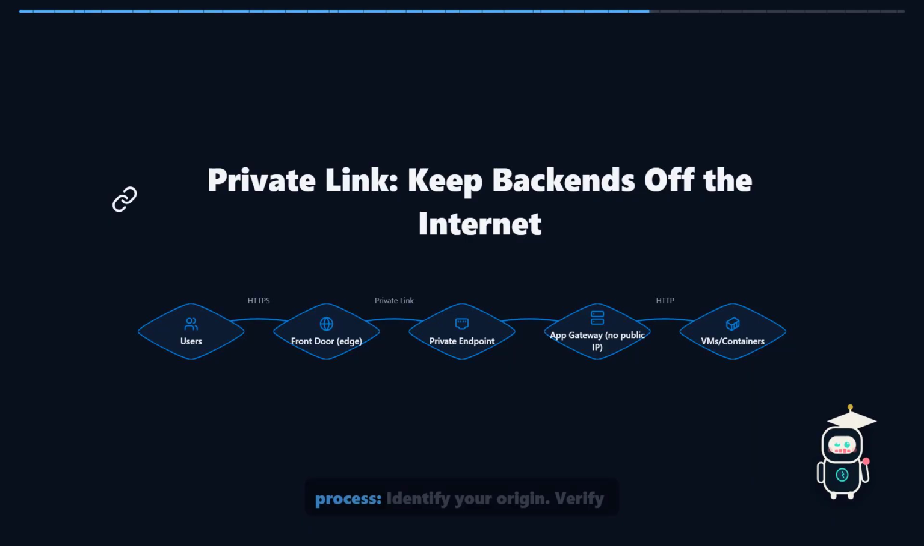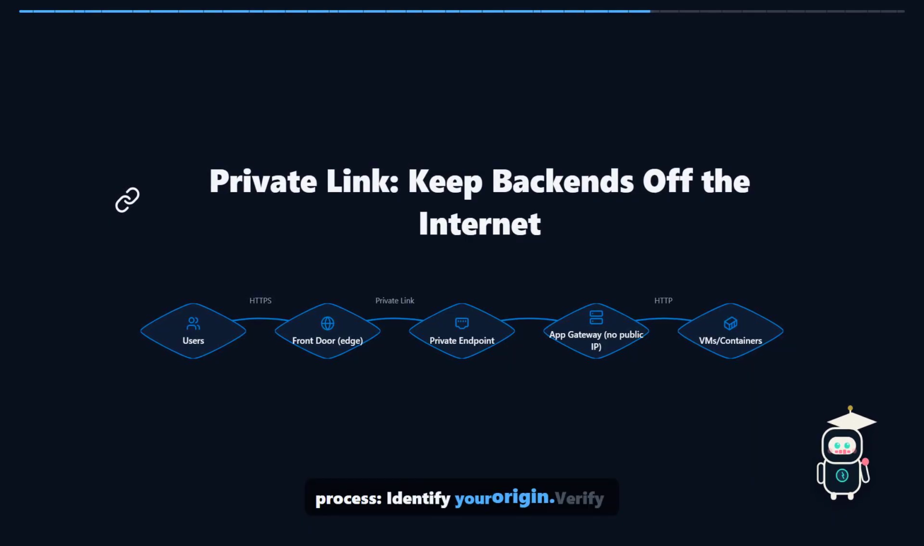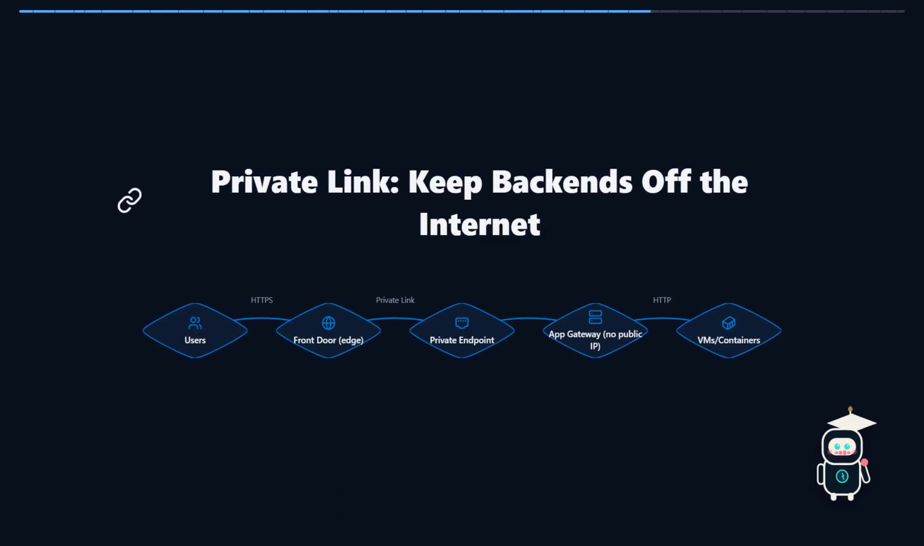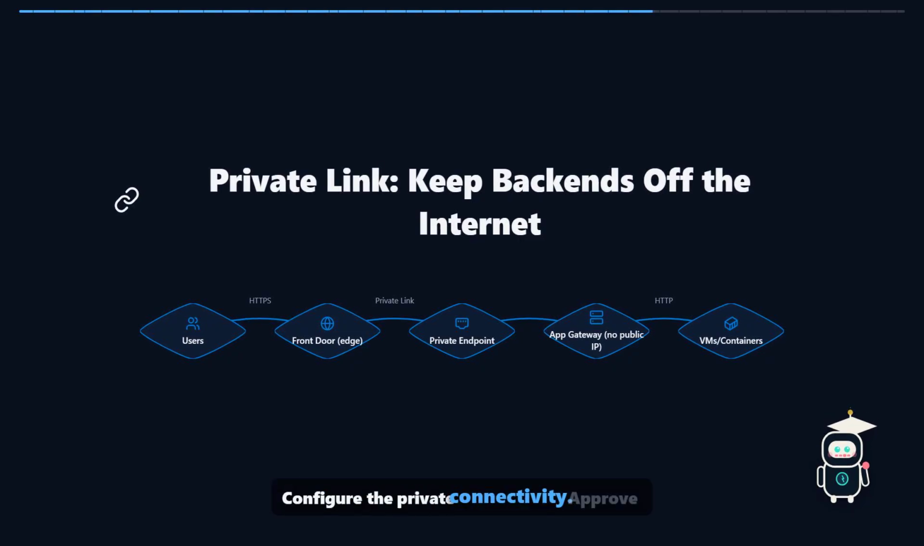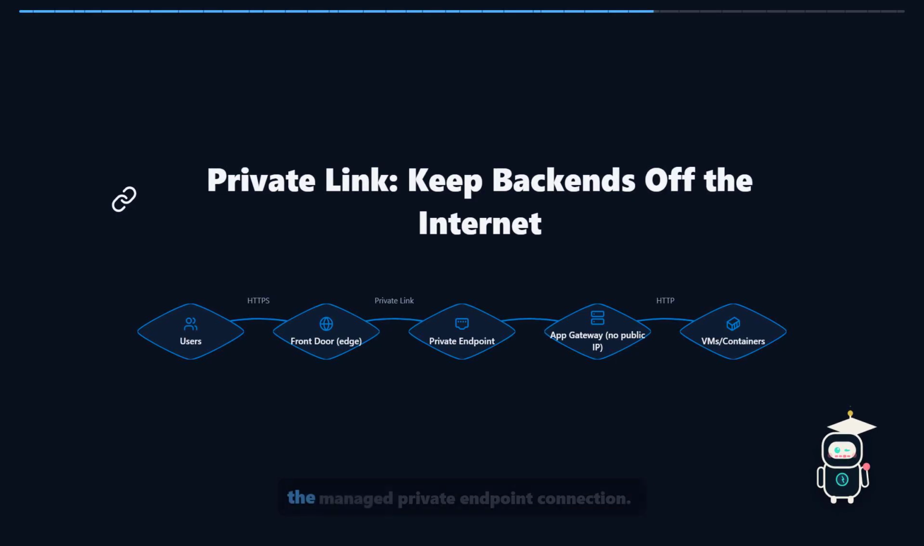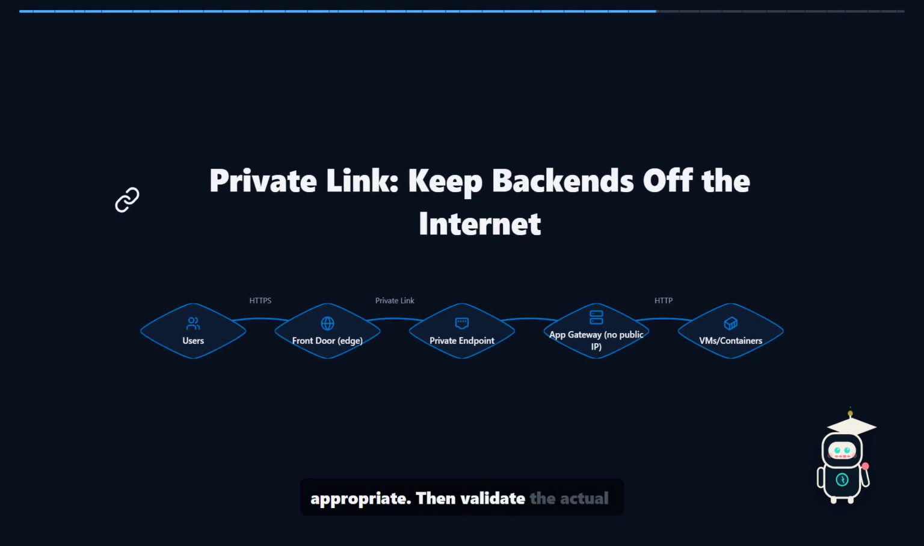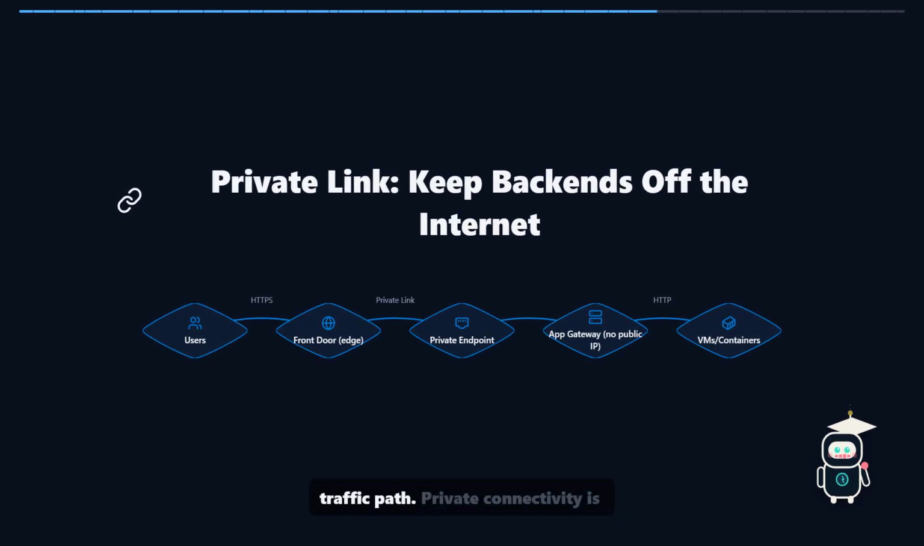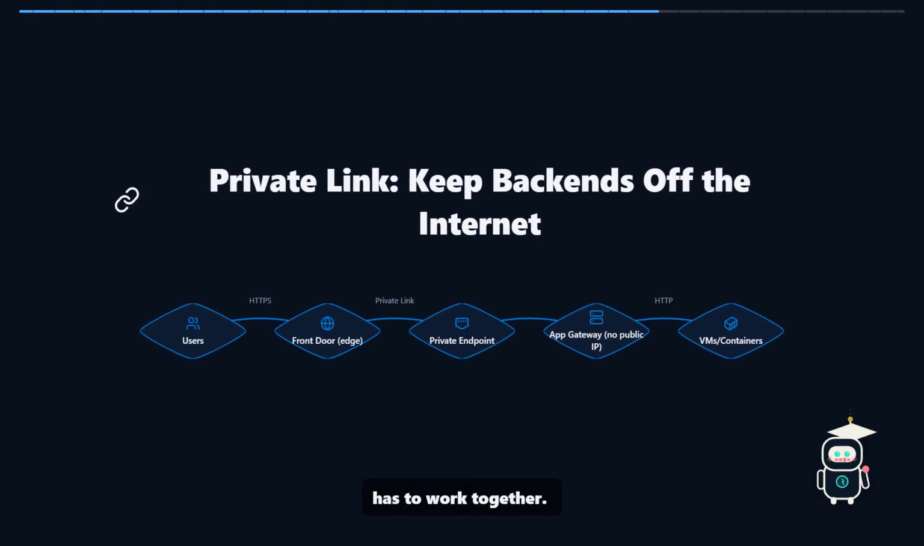So use this process. Identify your origin. Verify that the required Front Door private link architecture is supported. Configure the private connectivity. Approve the managed private endpoint connection. Restrict unintended public access where appropriate. Then, validate the actual traffic path. Private connectivity is powerful, but the entire configuration has to work together.